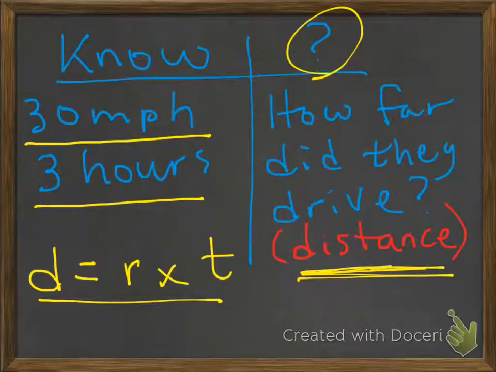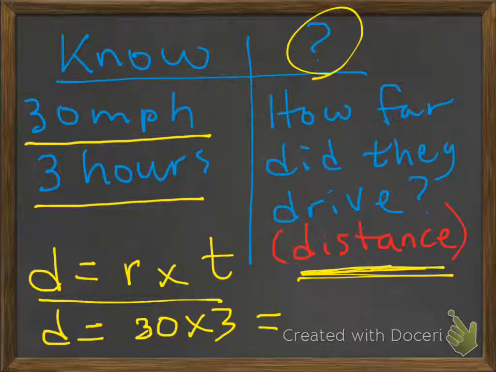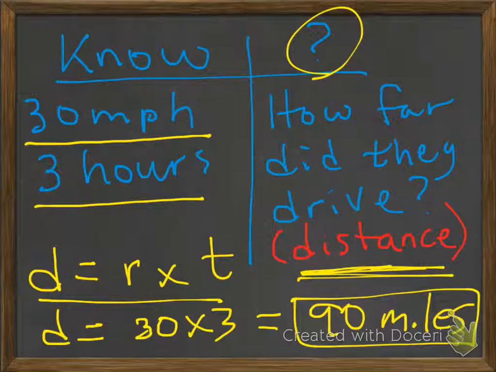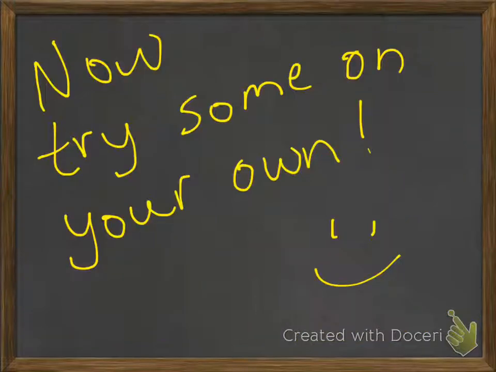So now try it on your own. You should have put in D equals R, which would be 30, times 3, which is the time, and you're going to get 90 miles. That is the distance that they traveled. Did you get that as well? Good. Now try some on your own. Good luck.